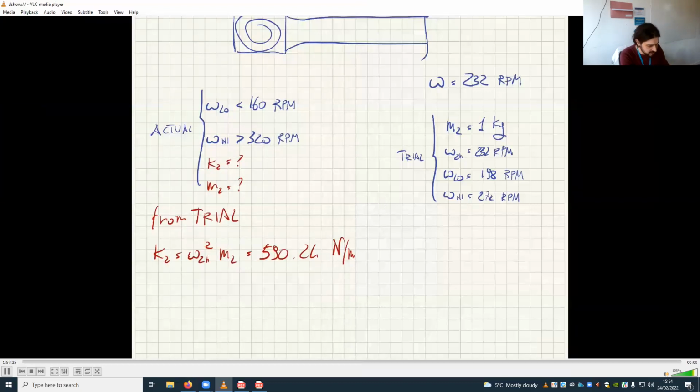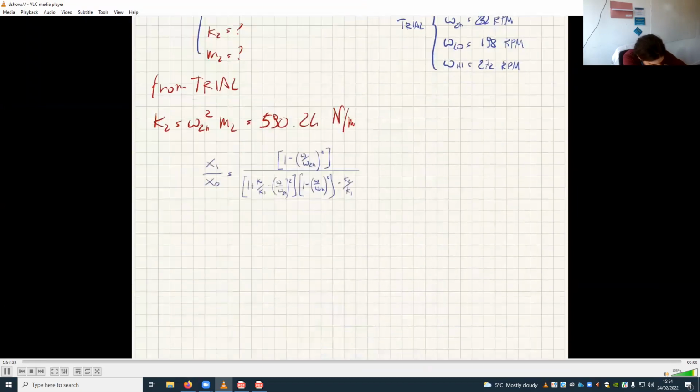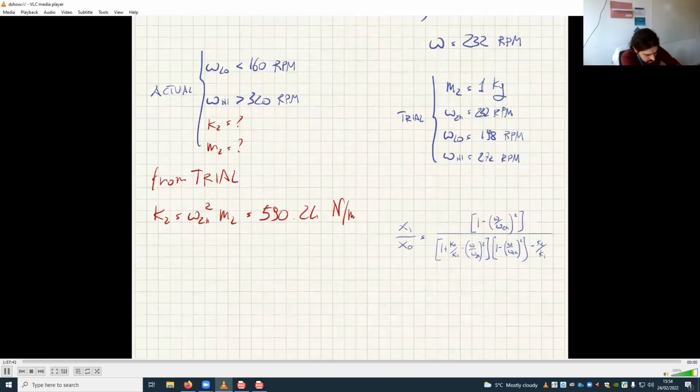And now let's use the absorber vibration equation. I'll copy this. I only need mass 1. I don't need anything else. So I'll put this here so I can use it. I know omega low and omega high, so I know the omegas that make this thing equal to 0. And I can find K1 and I can find omega 1n. Do you agree?